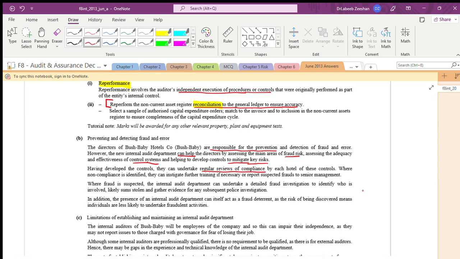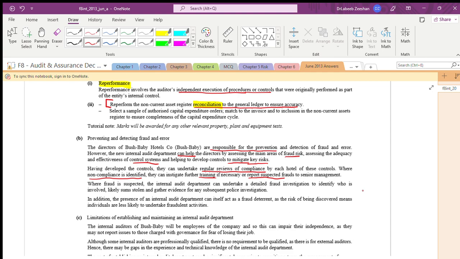Non-compliance, something which is not followed or not implemented, is identified, and they see if staff need any training with respect to reporting suspected frauds. If they find that there is non-compliance and the staff are not following it, they will instigate further training if necessary.